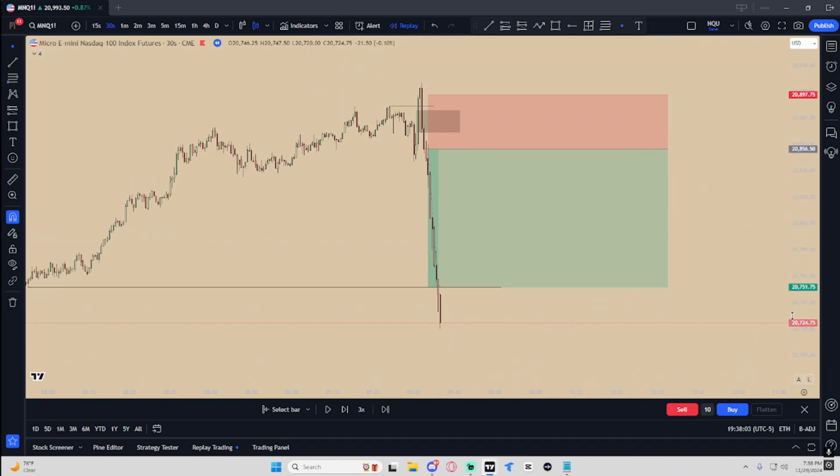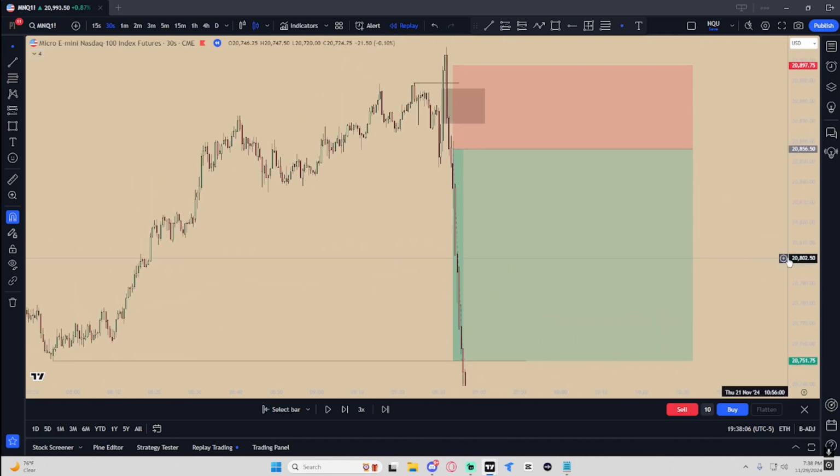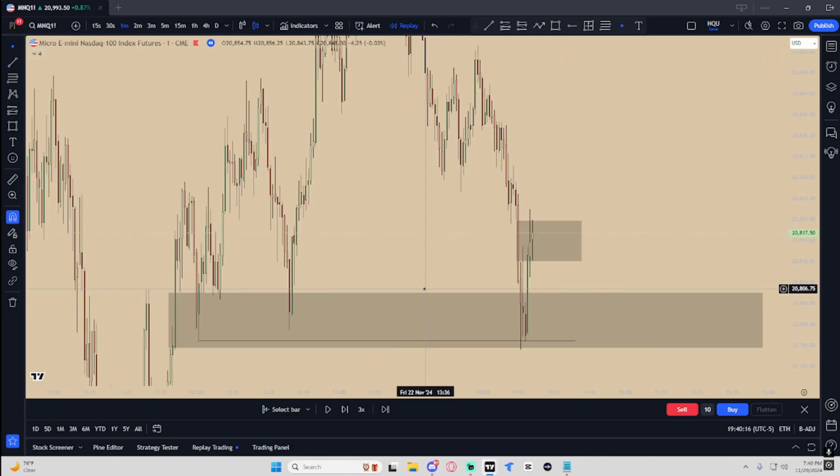So as you can see, we instantly dumped. This was probably like a 2-minute trade. So now we're going to be moving on to Friday and see how we can close off the week. So here we are now on Friday at the end of the week.